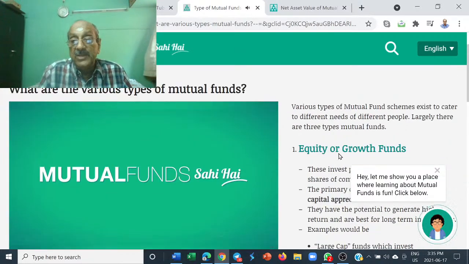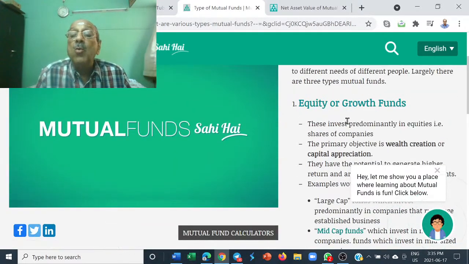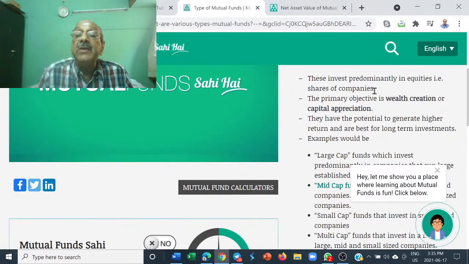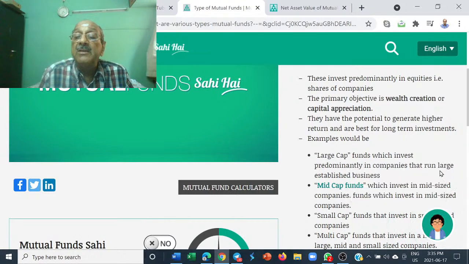So that's what he has told you. One is equity or growth funds. These invest predominantly in equities, that is shares of companies. The primary objective is wealth creation or capital appreciation. They have the potential to generate higher return and are best for long-term investments.